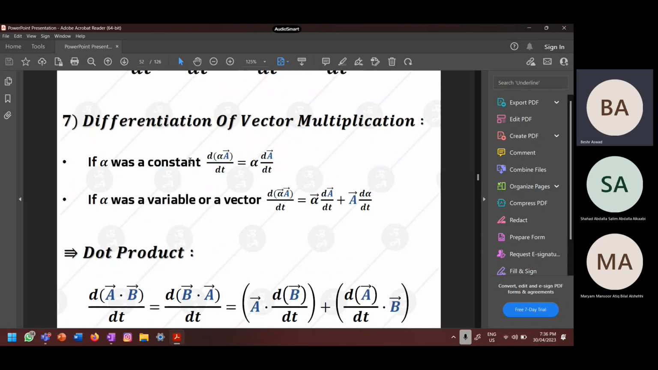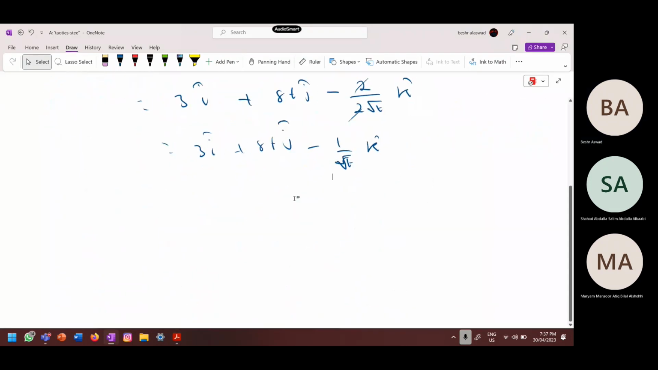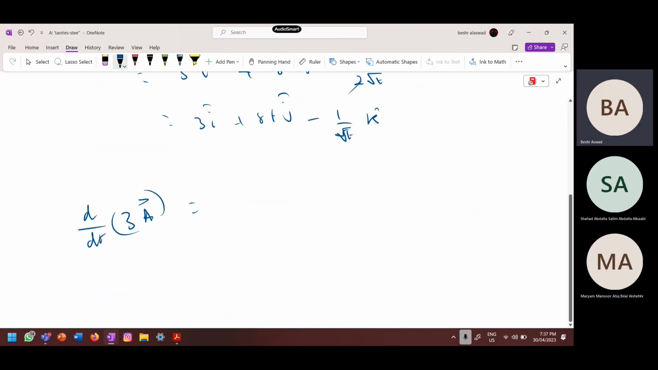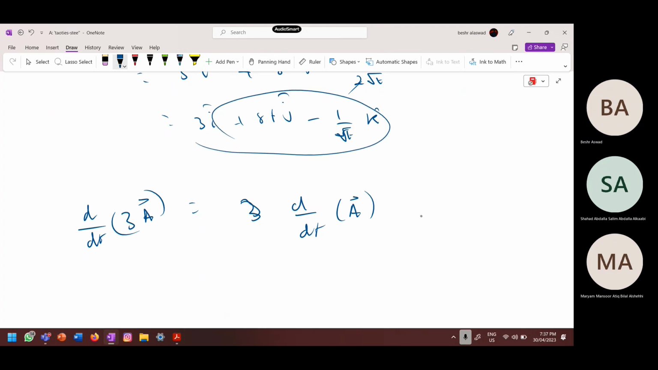You can just remember this. If alpha was a constant, let's say you have the derivative d/dt of 3a, where a is the same a that we have here. You can take the 3 out, do the derivative of a, which is this, and just transfer it here and multiply it with 3.